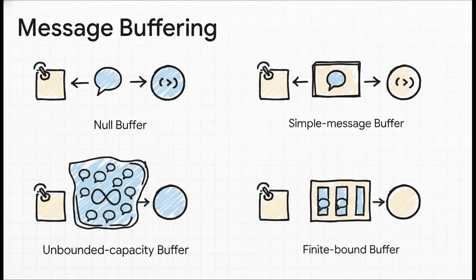And speaking of that buffering, there are a few main strategies. You could have a null buffer, which basically means no buffer at all. The sender has to wait. Or a simple message buffer, which can only hold one message at a time. Then there's the dream scenario, an unbounded capacity buffer, which can hold infinite messages. But that's not really possible in the real world. So in practice, what we see most often is a finite bound buffer, a mailbox that can hold a specific, limited number of messages.